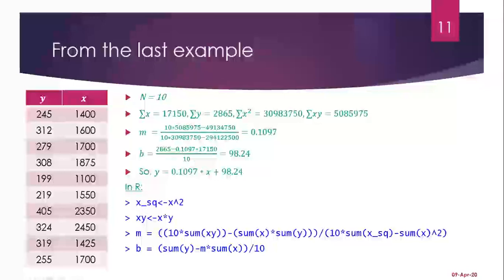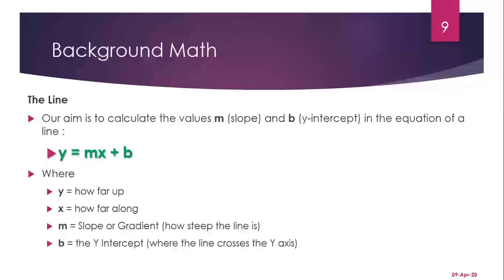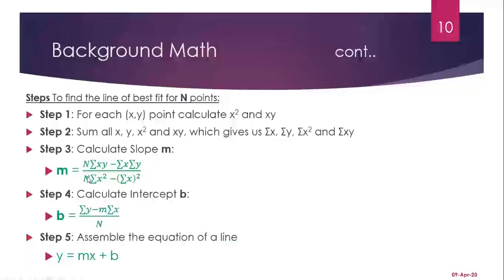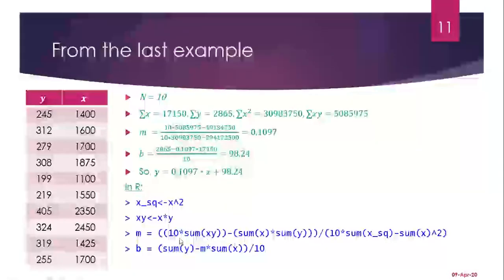Either we can use the lm function, or if we want to find it by our own computation in R, we can find x square and store it in a variable called xsq. Then xy is another variable, which is x into y. So m is equal to 10 into summation of xy minus summation of x into summation of y, divided by 10 into summation of x square minus summation of x, whole square. I write this formula in R. This is how we use this formula.